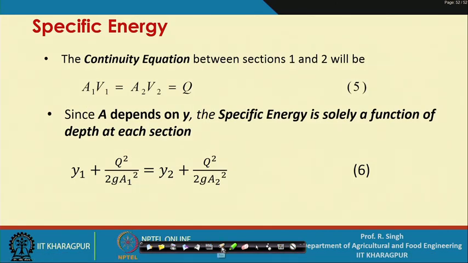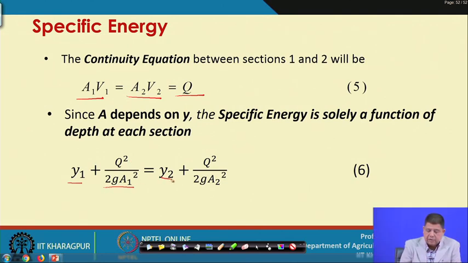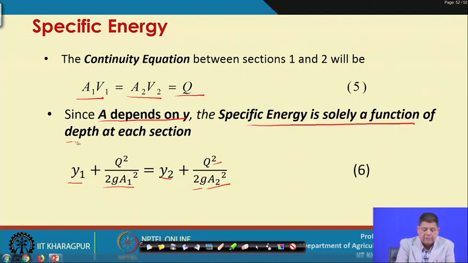And from the continuity equation we know A1V1 equals A2V2 equals Q. So, we can replace V by Q by A and write this equation as y1 plus Q square by 2g A1 square and y2 plus Q square by 2g A2 square, and A depends on y, be it any kind of cross section. So, specific energy is solely a function of depth at each section. From this equation it is a function of depth only, because A is also a function of depth and depth is already there.